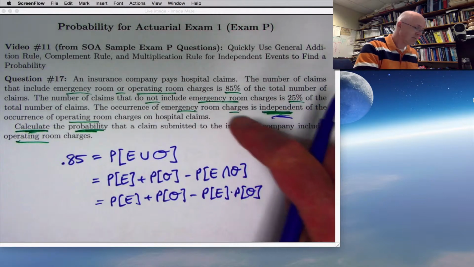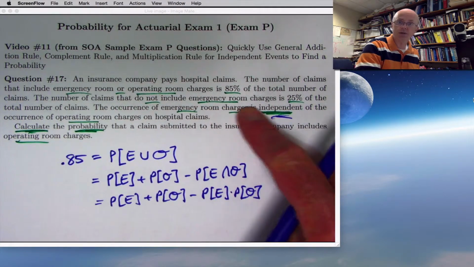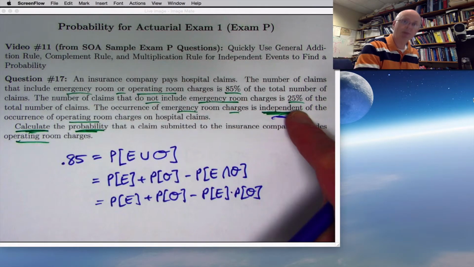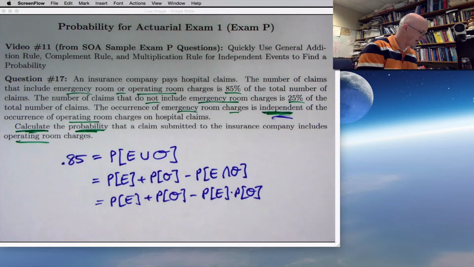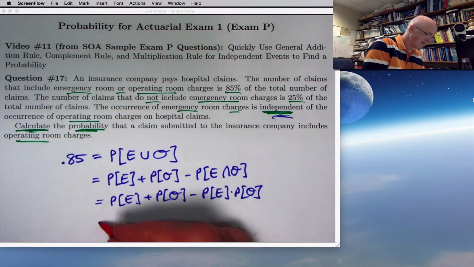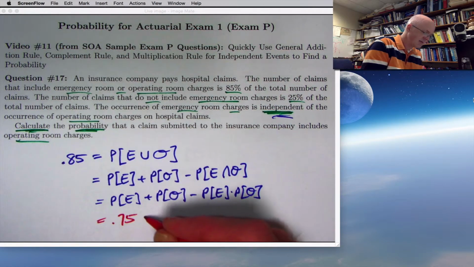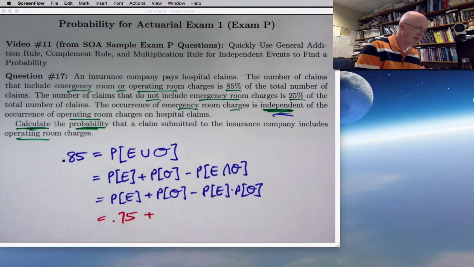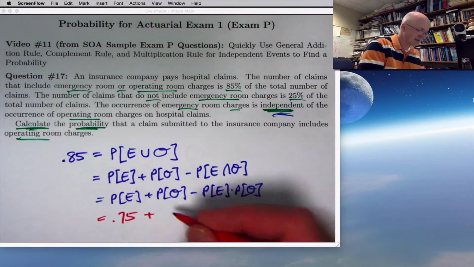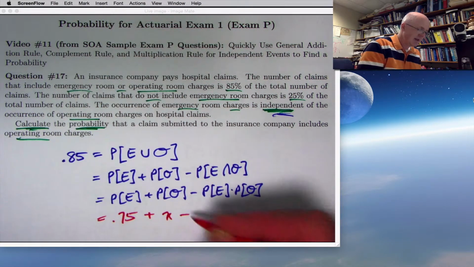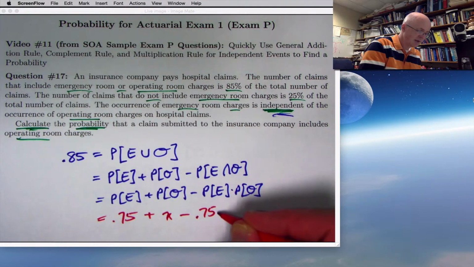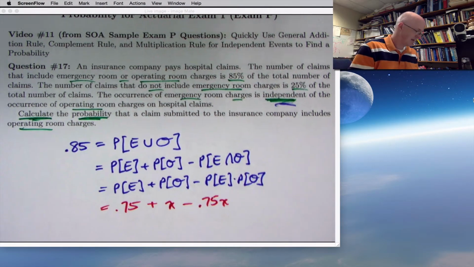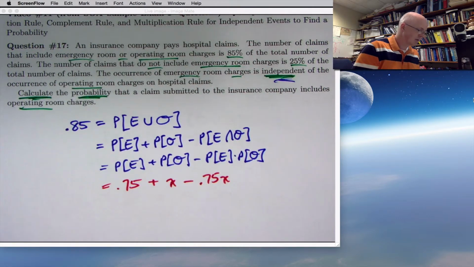Again, the probability that we do not include emergency room charges is 0.25, so by the complement rule, the probability that we do include emergency room charges is 1 minus that, 0.75. This is 0.75. This P of O is the unknown. That's what you want to find, the probability that it includes operating room charges. Let's call it X. And here we have the same quantities, 0.75 and X, but they're being multiplied instead of added. Okay? So now it's just a matter of solving this equation for X.